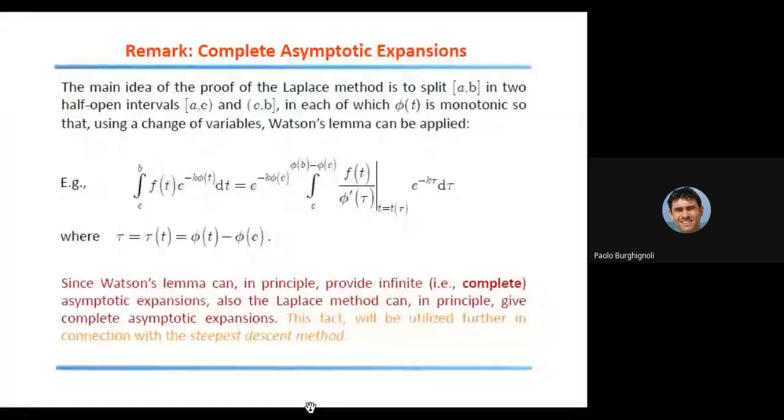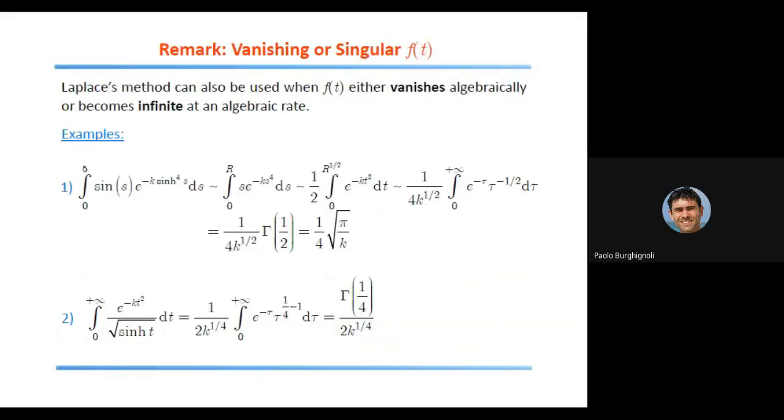Okay, first of all, before leaving the subject of the Laplace method, we may extend it a little bit. For example, the Laplace method can also be used when the function f vanishes or becomes infinite in the neighborhood of the minimum point. Take, for example, this integral from 0 to 5 of the sine function of s and the exponential in which you can see minus k, the fourth power of the hyperbolic sine of s.